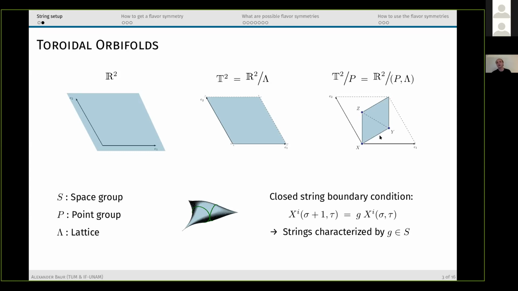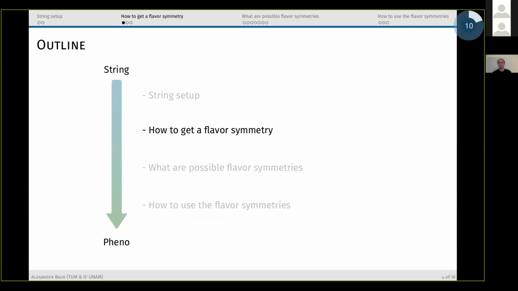For example, here we have this. This is a Z3 orbifold. We'll come to that later. The space group of this orbifold has, in the first twisted sector, 3 conjugacy classes, and one is associated to the string, which is localized at that singularity x. The other conjugacy class at y, and the third conjugacy class at z. And of course, I can now change those, which will give rise to a flavor symmetry, but I'm getting ahead of myself. So how to get a flavor symmetry?